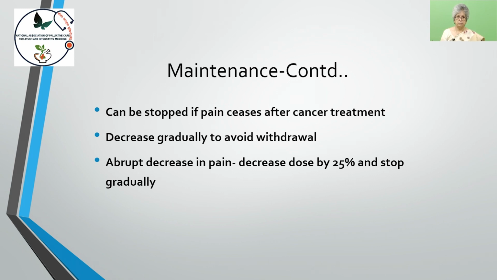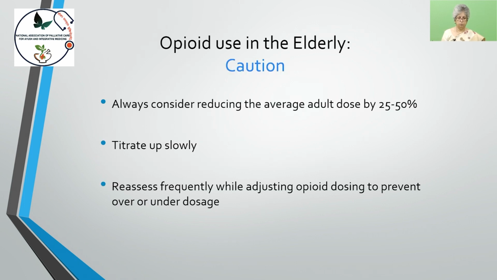If the patient does not have pain, you can slowly decrease the dose of the morphine and discontinue, and slowly withdraw. So, decrease 25% of the dose every time you want to decrease the dose or discontinue the morphine. In elderly people, morphine should be used very cautiously because it can give giddiness, sedation, retention of the urine.